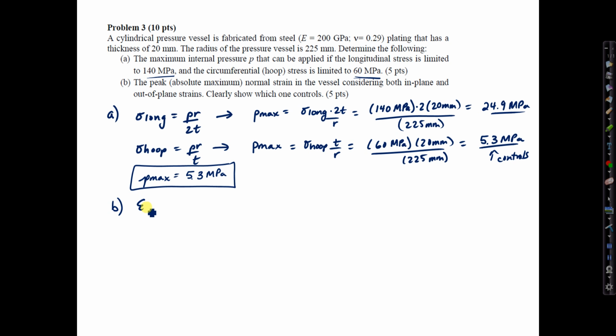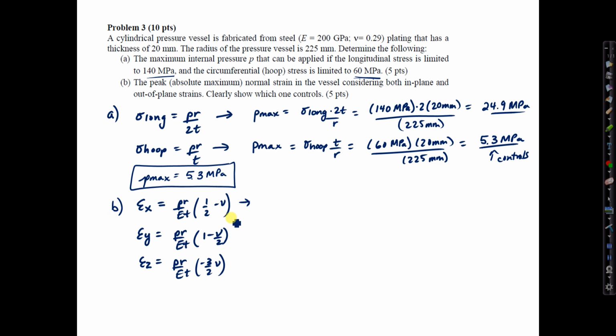The longitudinal strain, epsilon x, or epsilon longitudinal, is PR over ET times 1/2 minus nu. The hoop strain, or epsilon y, is PR over ET times 1 minus nu over 2. And the out-of-plane strain, epsilon z, is PR over ET times -3/2 nu. They all have the same factor on front, so I'm going to consider these terms to determine which one controls.